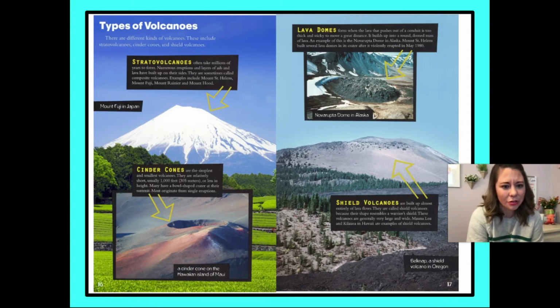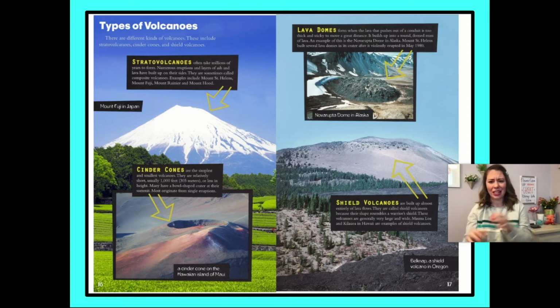So we have stratovolcanoes. They take millions of years to form. Let's look at cinder cones. It says cinder cones are the simplest and smallest volcanoes. They are relatively short, usually 1,000 feet or 305 meters or less in height. Many have bowl-shaped craters at their summit. Most originate from single eruptions. So just one eruption.